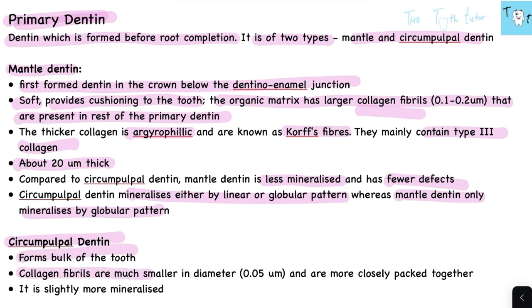The collagen fibers are much smaller, so this is 0.05 micrometers. Over here you could see it was 0.1 to 0.2 micrometers. So these are much smaller in diameter and they are more closely packed together. This is slightly more mineralized.